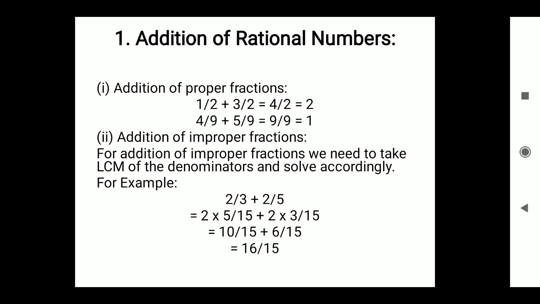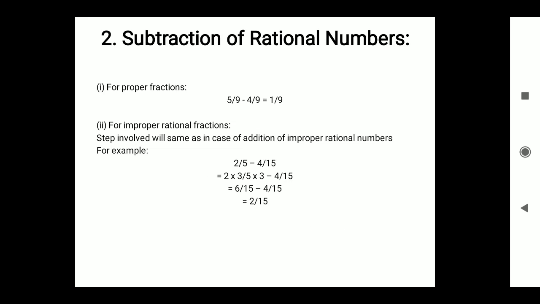The addition of improper fractions, always remember improper fractions. For addition of improper fractions, we need to take the LCM, lowest common multiple, of the denominators and solve accordingly. 2 upon 3 plus 2 upon 5, 2 into 5 upon 15. If we take the LCM of 3 and 5, the answer will be 15. Alright, subtraction of rational numbers.